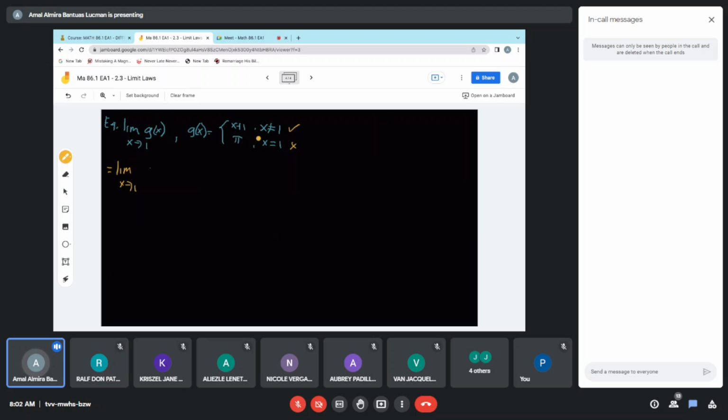Remember, when we say limit, x is not equal to 1. It is not x is equal to 1. So, this is the function we will use, x plus 1. So, by direct substitution, that is 1 plus 1 is equal to 2.